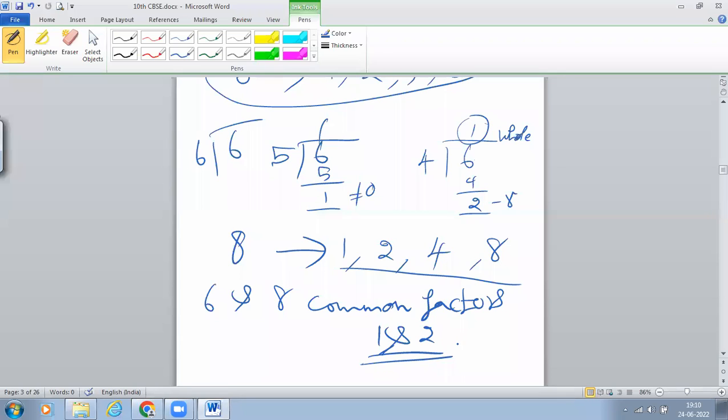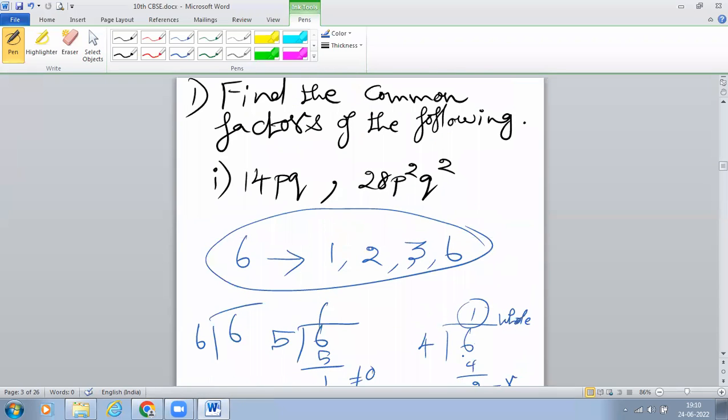Likewise, here this is for numbers, but for algebraic expressions, we are going to find the common factors. Are you able to understand now? Now how to find the common factor for these two given algebraic expressions? This is called an algebraic expression. This is also another algebraic expression.